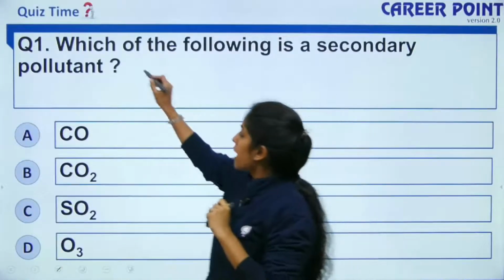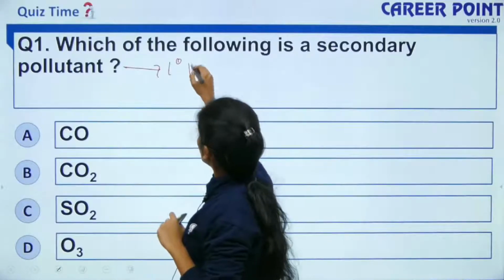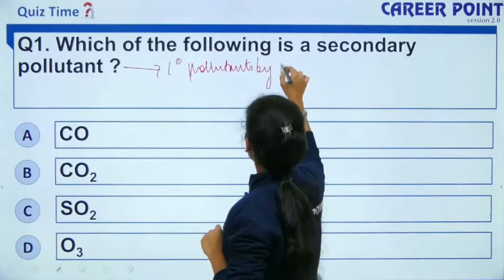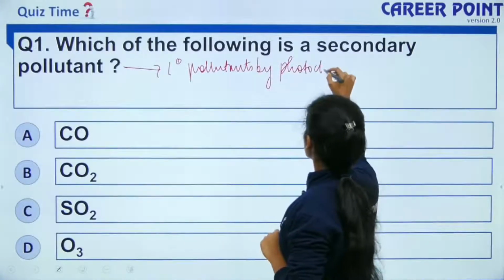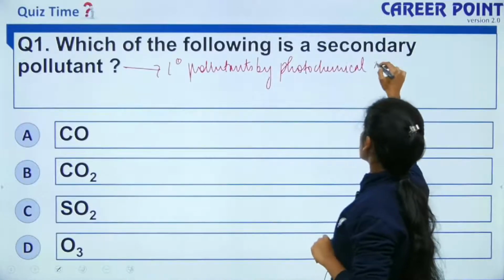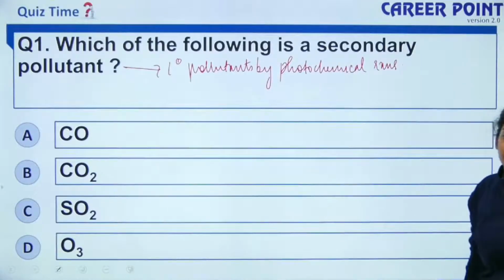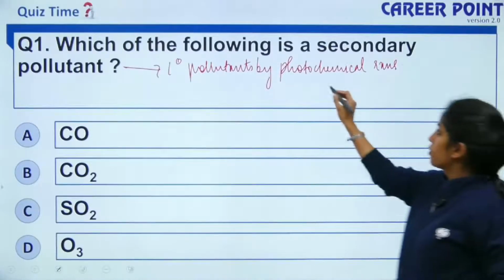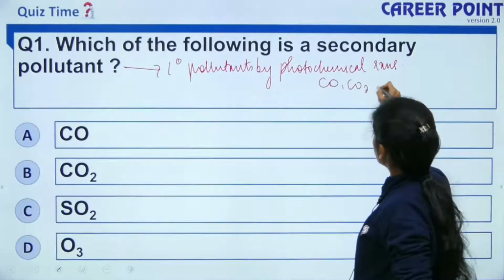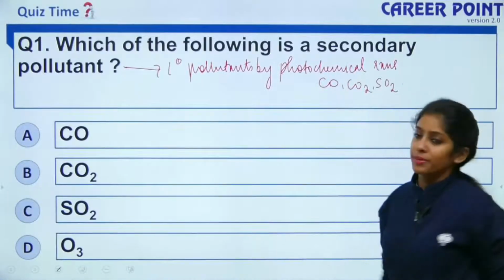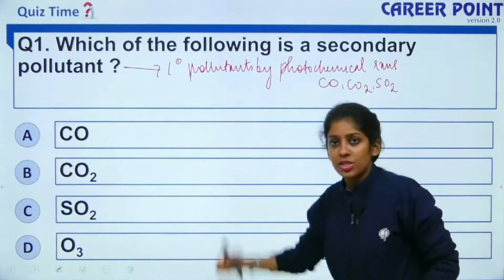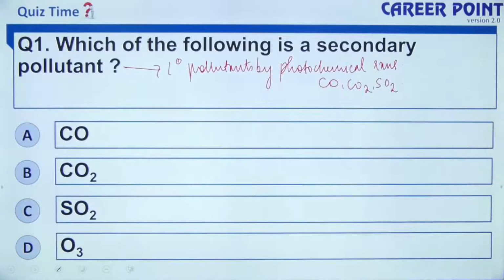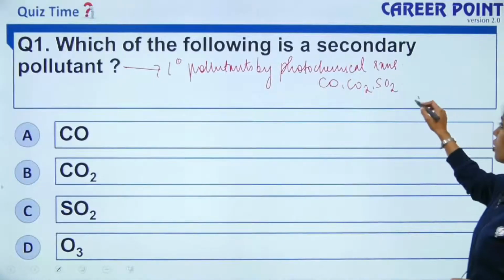Secondary pollutants are produced from primary pollutants by photochemical reactions. So they are the primary pollutants. Primary pollutants are carbon monoxide, carbon dioxide, sulfur dioxide. I have given you the first 3 options as primary pollutants. So obviously, which is your secondary pollutant here? Yes, of course, your ozone, your aerosol, your dust.